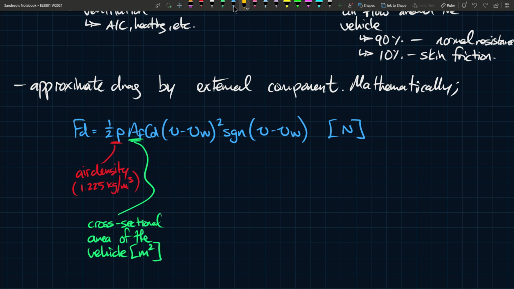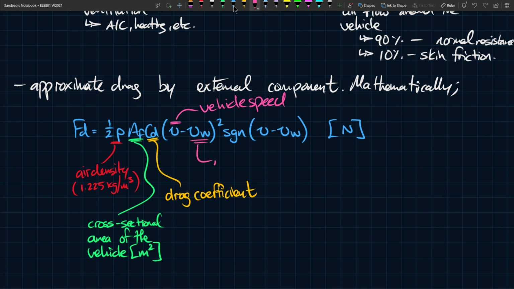CD is the drag coefficient, we call it. Sometimes it's called the coefficient of dynamic resistance, but it's easier to just call it the drag coefficient. And this drag coefficient is dimensionless. What else do we have? We have V, which is the vehicle speed, and VW, which is the wind speed. And finally, this is the sign function.